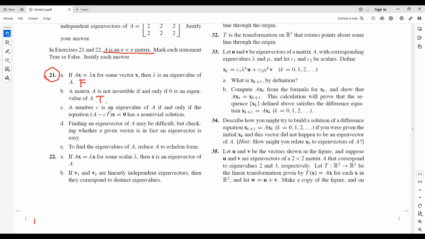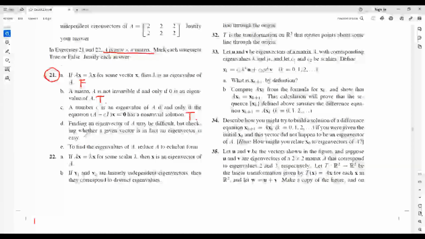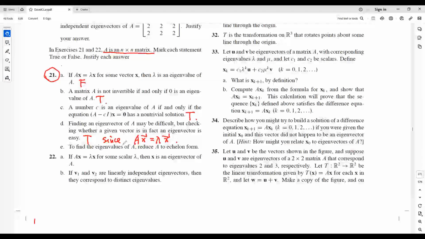C. A number c is an eigenvalue of A if and only if the equation (A minus cI)x equals 0 has a non-trivial solution. True. These two equations are equivalent. D. Finding an eigenvector of A may be difficult, but checking whether a given vector is in fact an eigenvector is easy. True. Because we can just verify this equation.